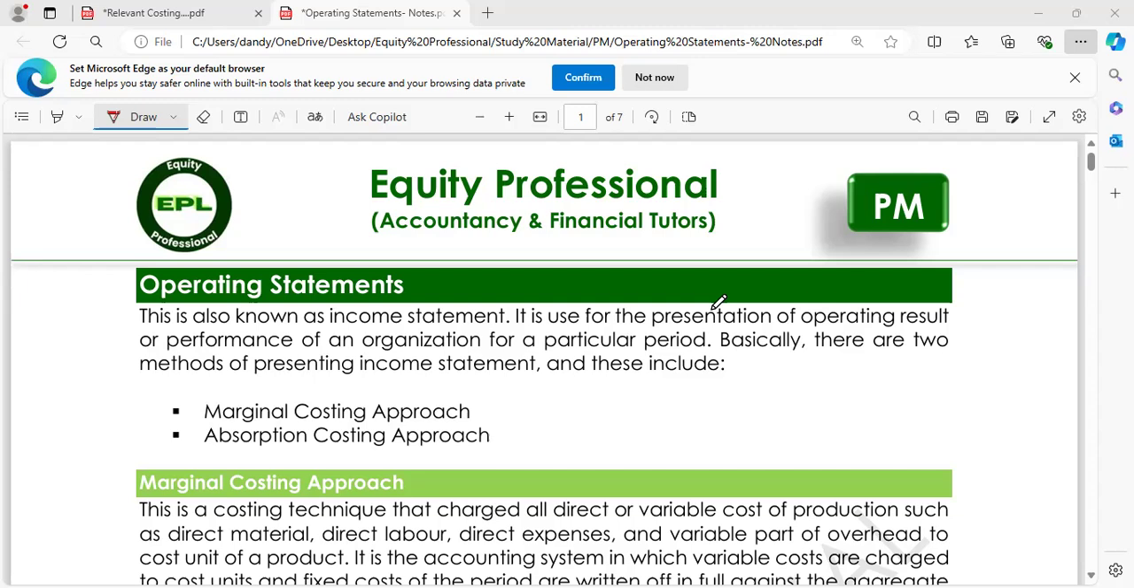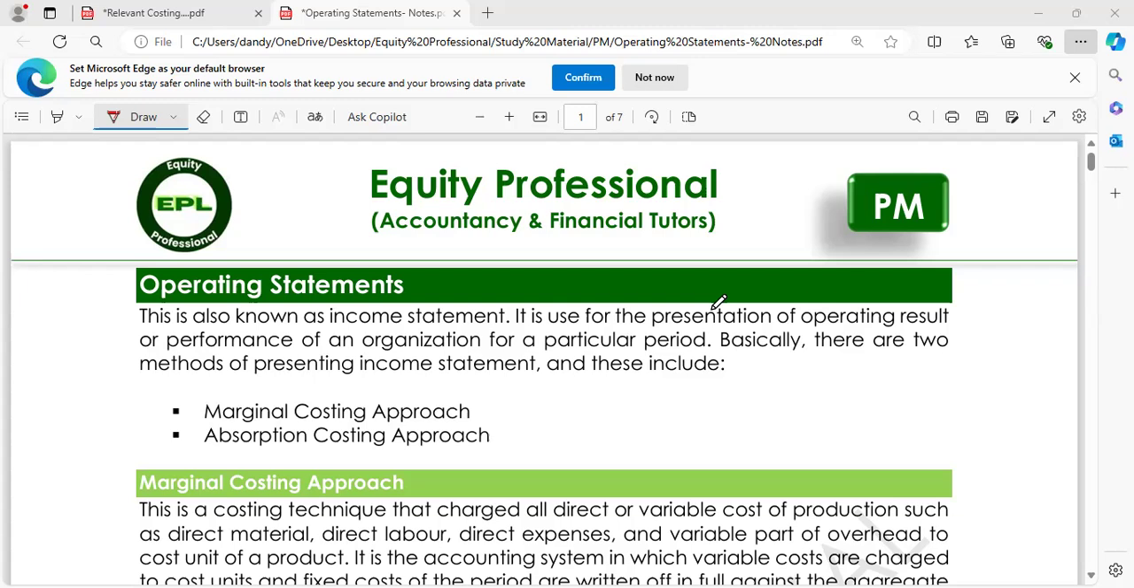And we said that marginal costing is a technique that charges the total variable cost of production, including direct material, direct labor, direct expenses, and variable overhead, to the unit cost of a product. Meaning that whenever a company wants to determine the unit cost of a product, the company will only consider those costs that are directly related to the production of that product, which are the 4 elements I just mentioned.